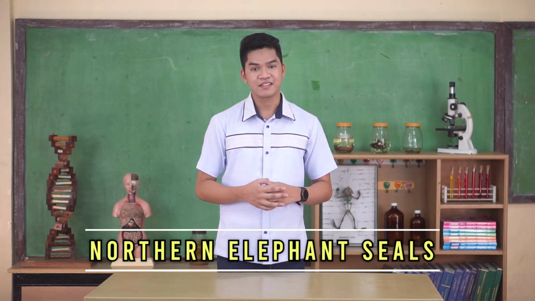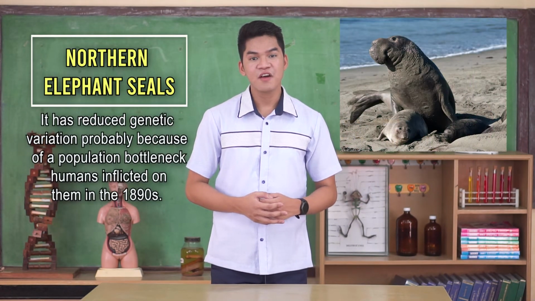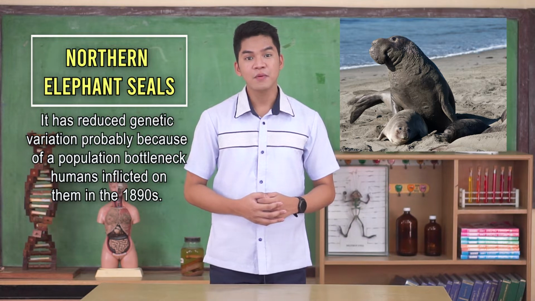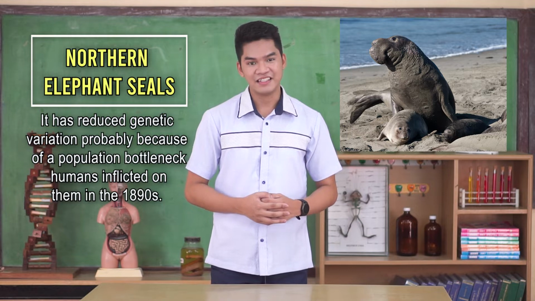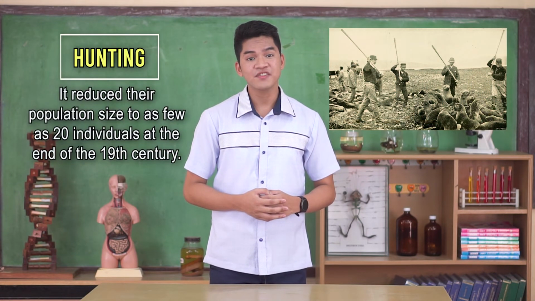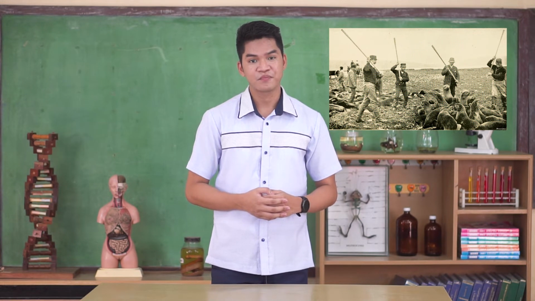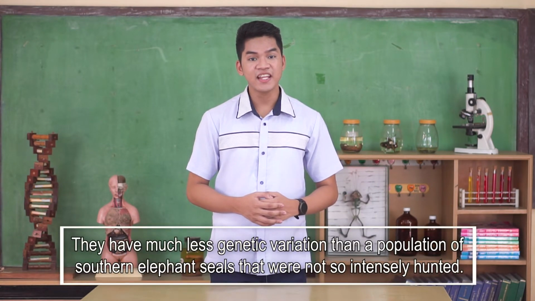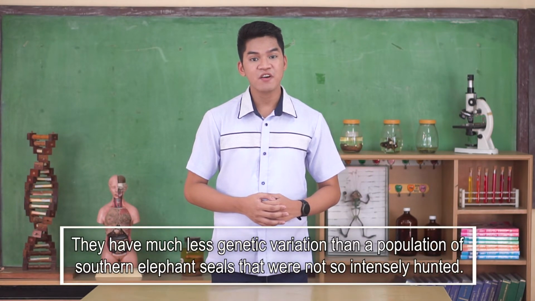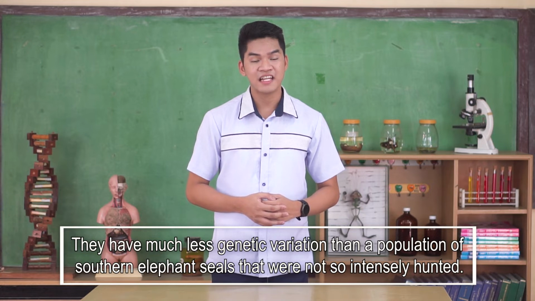An example of a bottleneck is the northern elephant seals. Northern elephant seals have reduced genetic variation, probably because of the population bottleneck humans inflicted on them in the 1890s. Hunting reduced their population size to as few as 20 individuals at the end of the 19th century. Their population has since rebounded to over 30,000, but their genes still carry the marks of this bottleneck. They have much less genetic variation than the population of southern elephant seals that were not so intensely hunted.